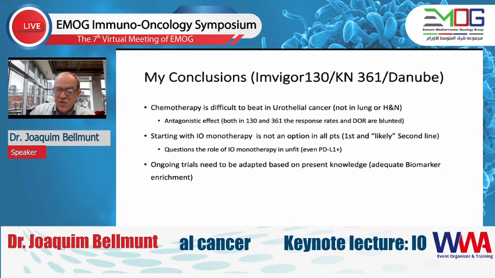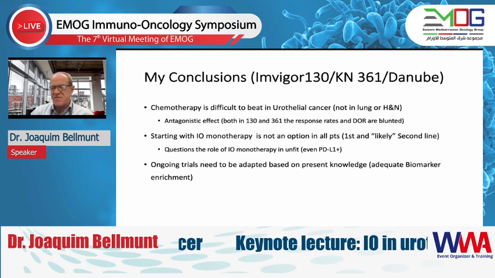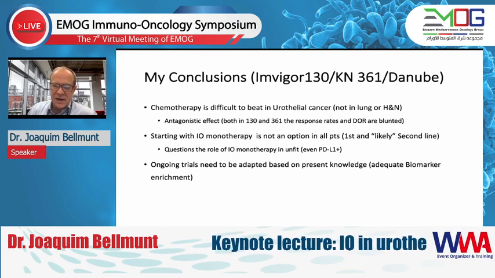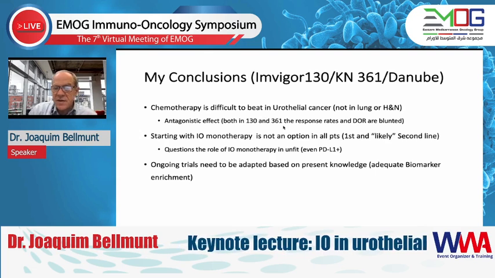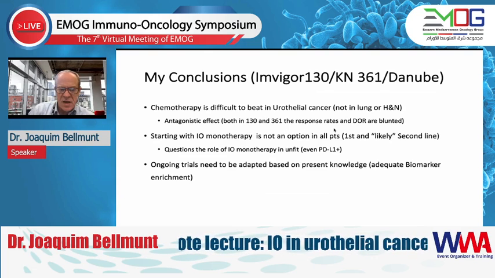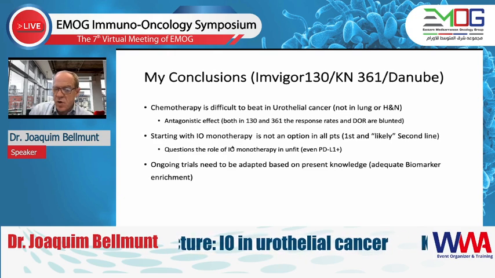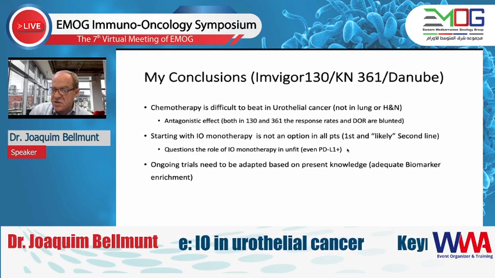So the conclusions on this first-line setting, the IMvigor 130, the KEYNOTE-361, and the DANUBE: we have seen that chemotherapy in first line is difficult to beat in urothelial cancer. It's not the same as we have seen in lung cancer or head and neck cancer. We see that there might be an antagonistic effect, even on the duration of response that we are going to see now.